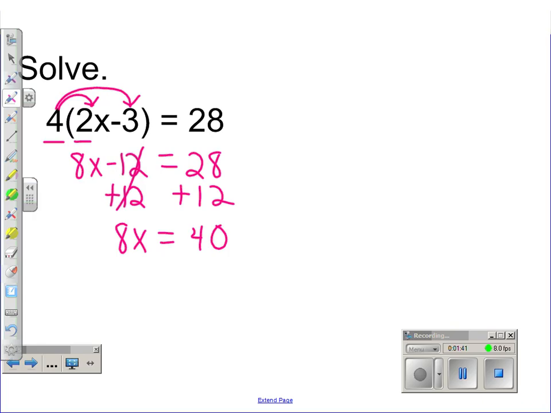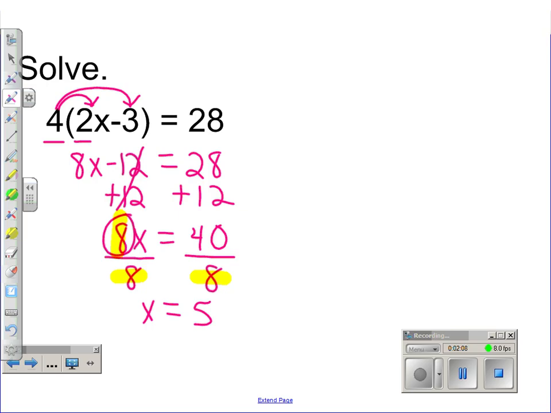From here, 8 times x, that's multiplication. The opposite of multiplication is to divide, and you always divide by the coefficient. The coefficient is the number in front of the variable. And you can see that was a positive 8, so I'm going to divide by 8, and I'm going to divide by 8. All that's left then on the left is x. Bring down your equal sign, and then x is equal to 5.